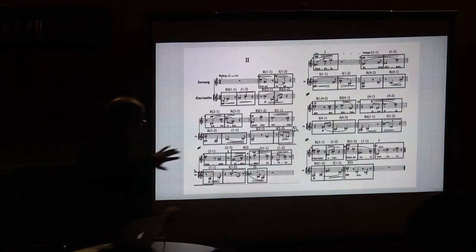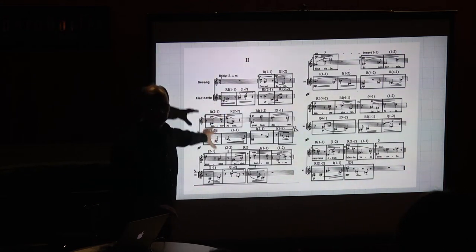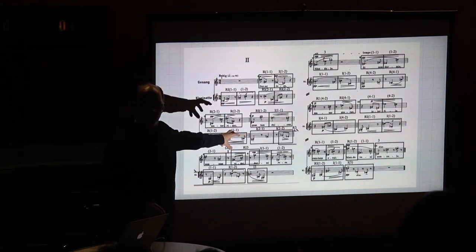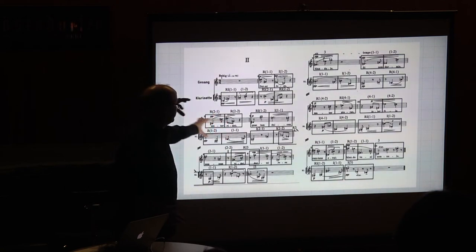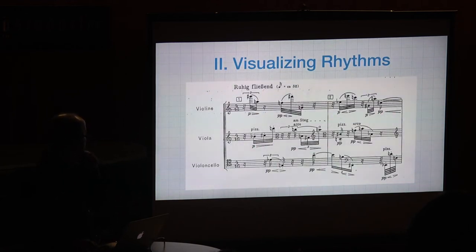Here's an example of, again, a 20th century analysis that someone did by hand, but this is something that a computer should and could be able to do. And it's highlighting certain intervallic relationships. And all of that analysis can be done automatically if we wanted to.